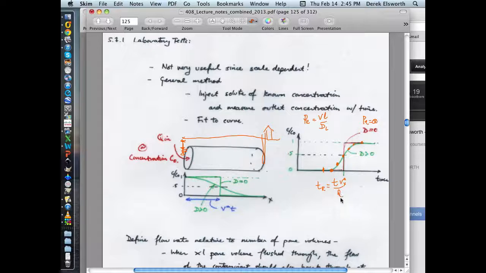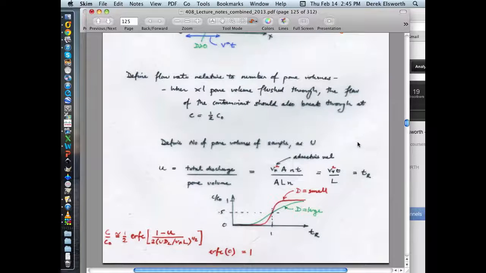And conveniently, dispersion doesn't turn up in this term at all, so you don't need to know that a priori. And so this is the length of the core. This is the advective velocity that you induce in the core. This is the time at which you take your measurements. And if you plot it on that, you would get a curve. It would plot somewhere on one of these curves.